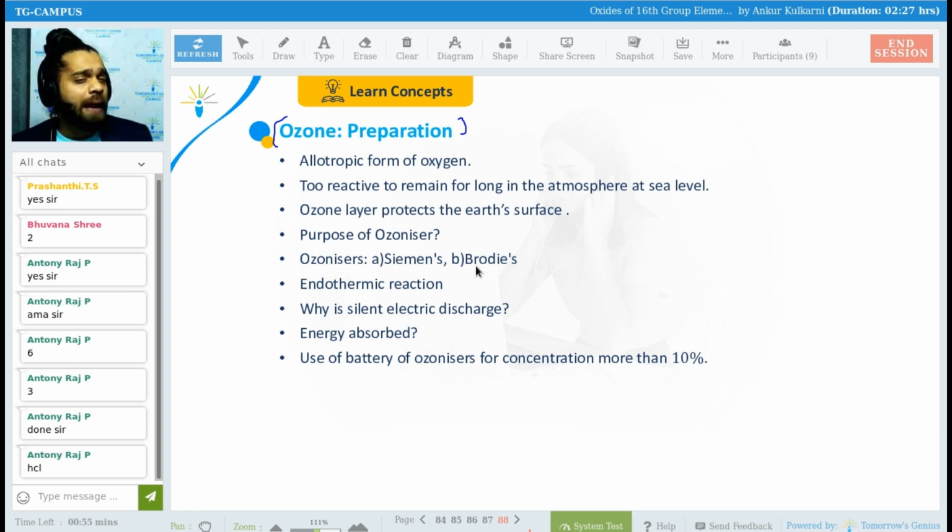Otherwise, what will happen if ozone does not exist? There will be no one to protect us. But what will happen? How will it harm us?